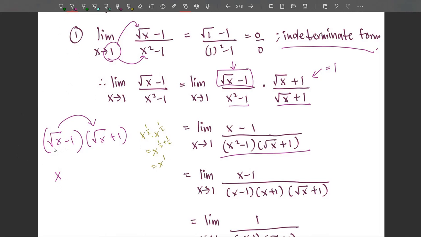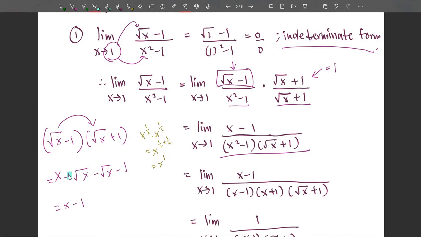Next. Root of x plus 1 times positive 1 is going to be root of x. Minus 1 times root of x, so negative root of x. Negative 1 times plus 1 is going to be negative 1. So here, x can be simplified into x minus 1.